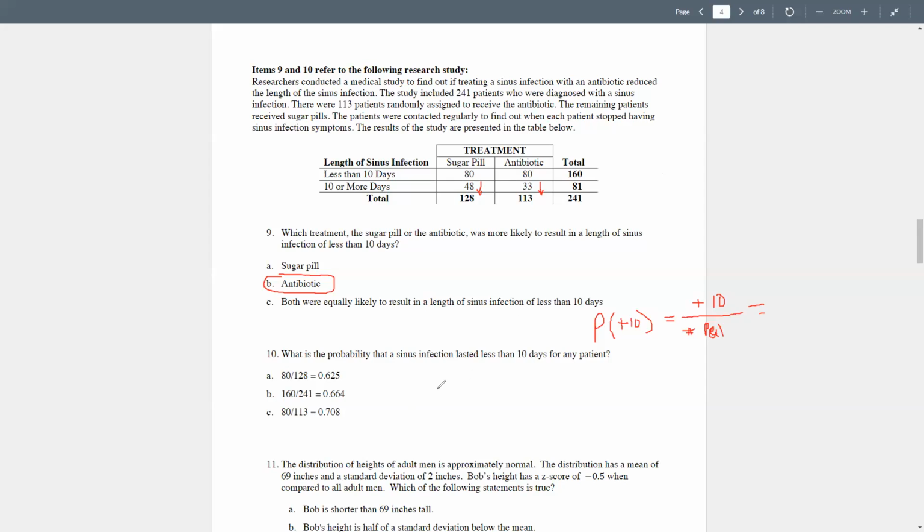I'm sorry. Less than 10 days. My mistake, I put plus 10 days. It's less than 10 days. Okay, so how many of less than 10 days do we have? $160. And then we have a total of 241 people in total. Then you do the math, and that should give you this answer right here.